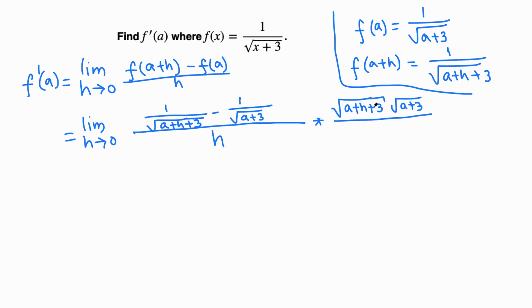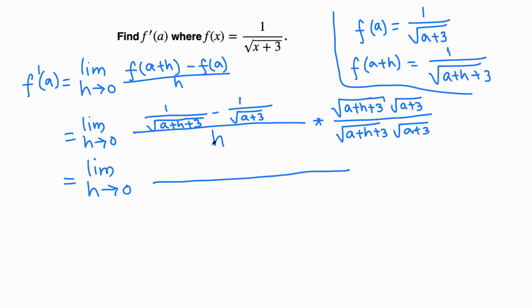When we multiply by this and the same thing on the bottom, a plus h plus 3, a plus 3, we can simplify the radical sign on the bottom. So this one gives us now the limit as h goes to 0 of, and there was no issue on the bottom, so we got now h and these two radical signs. So I'm going to write all of them. H times square root of a plus h plus 3 times a plus 3, that's on the bottom.